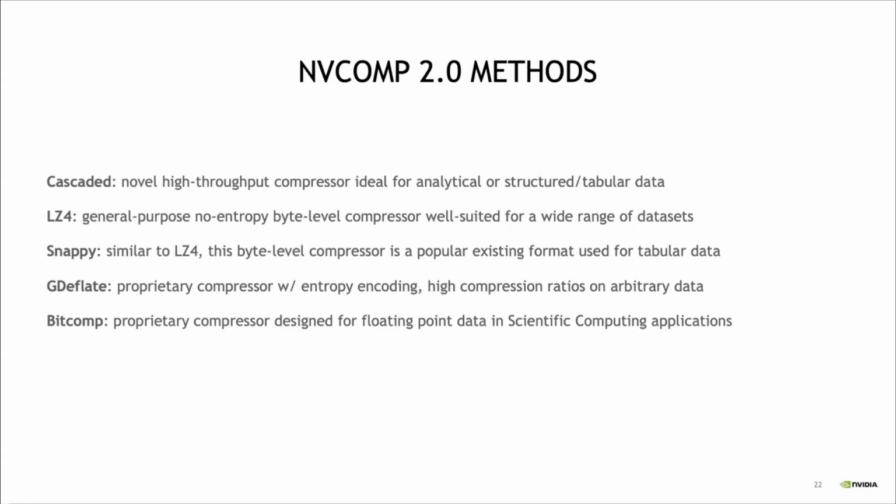We also have these two additional methods, gdeflate and BitComp. gdeflate is a proprietary compressor that has some entropy encoding, and it gives the best compression ratios that we've seen on any kind of data. The compression ratios are similar to deflate, essentially. And BitComp is, again, a proprietary compressor, but designed for floating point data. We've seen very fast performance and good results in scientific computing applications.